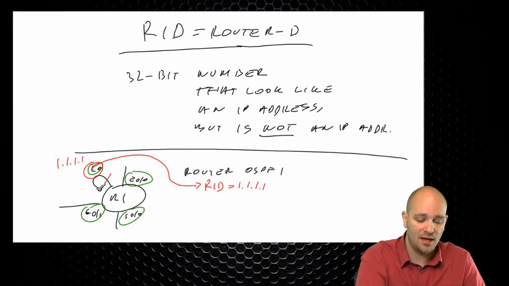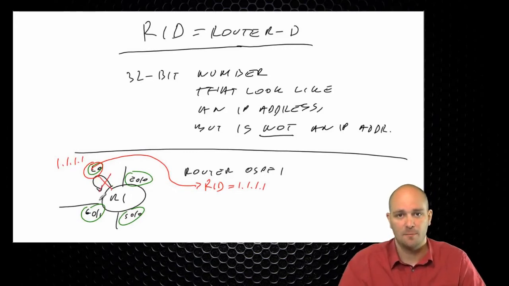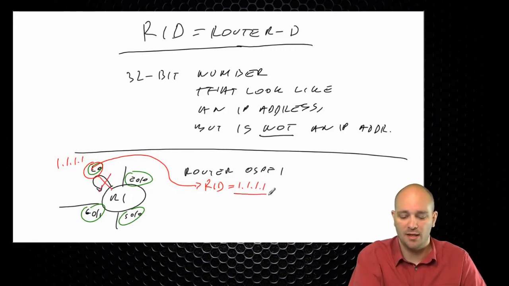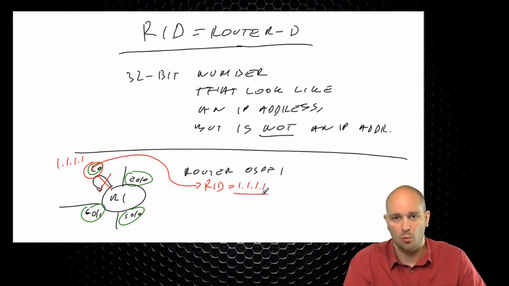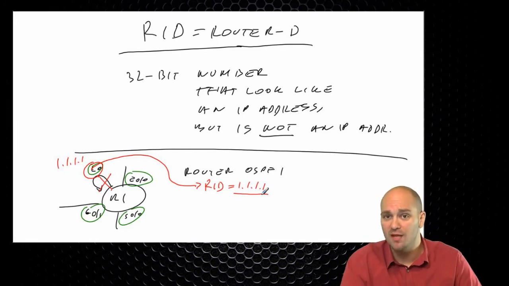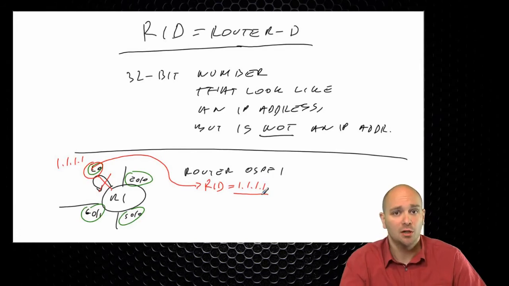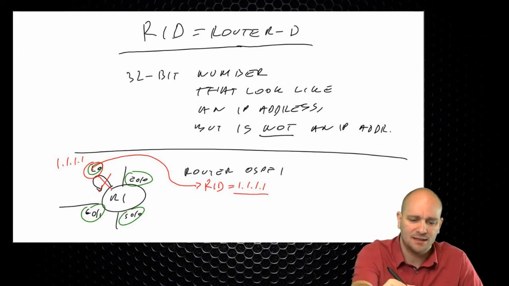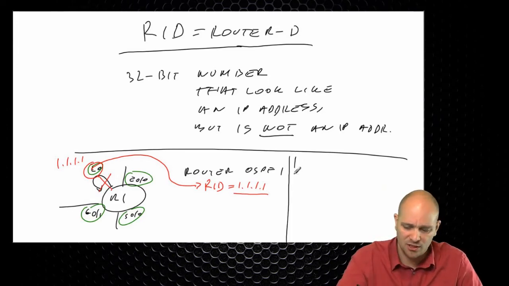Now, let's say that we actually remove this interface from the router. Our router ID stays 1.1.1.1, and everything functions normally because router ID does not have to be a reachable IP address. It's just a 32-bit number that looks and feels like an IP address, but is not actually an IP address. Now, why am I saying this? Is that you can have a perfectly legitimate scenario.